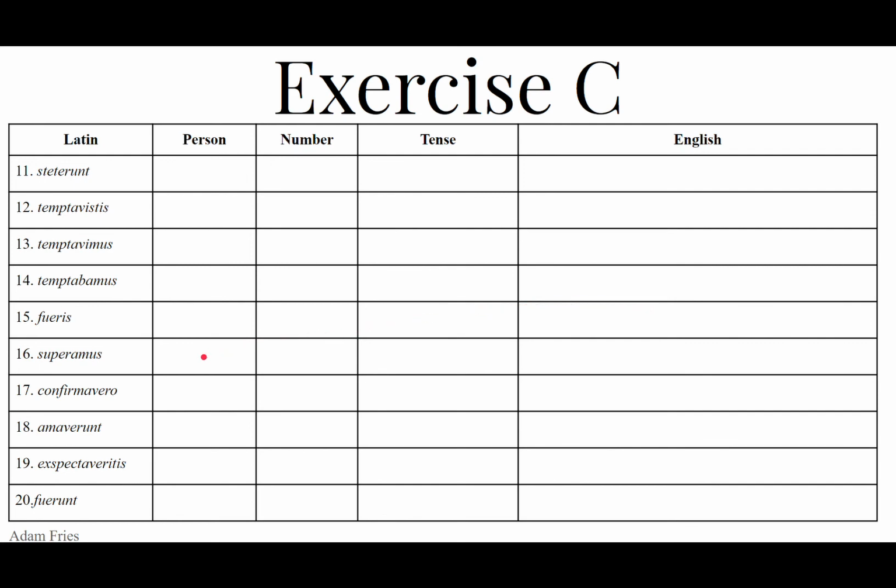16. Superamus. First person plural because of the mus on the present stem. It's just present tense, no tense markers or anything. We conquer. We defeat. We are overcoming. 17. Confirmavero. First person singular, future perfect, ero ending on the perfect stem. I will have confirmed. I shall have strengthened, encouraged.